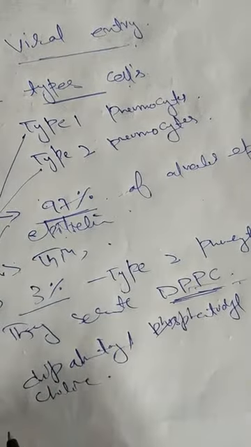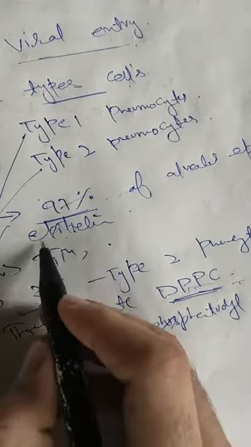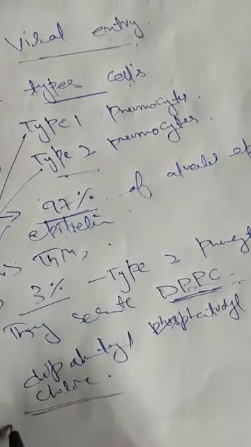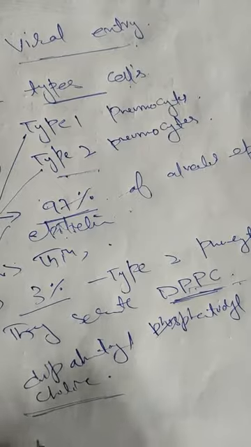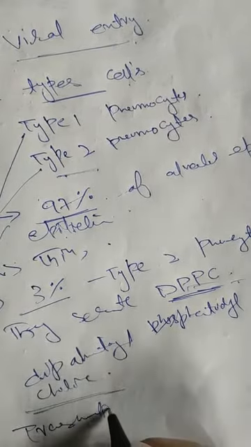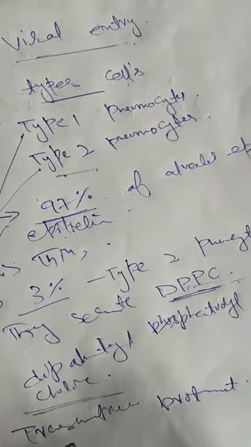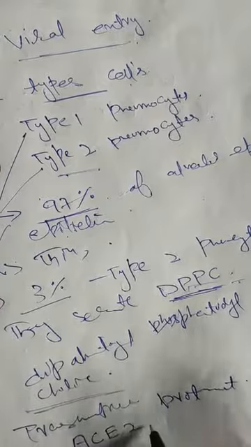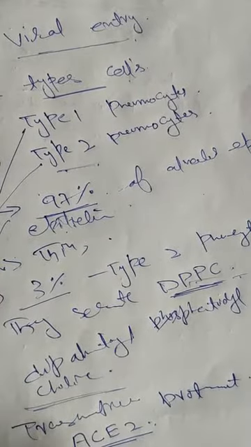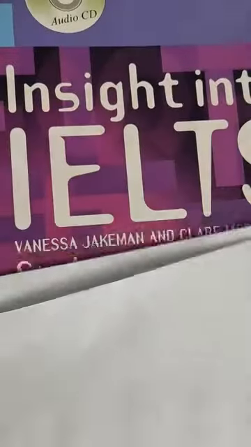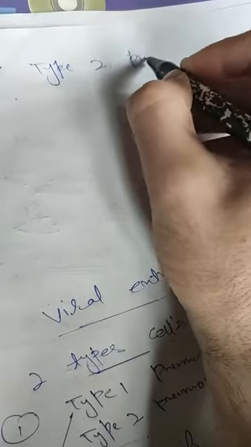Our concern here is only type 2, because on type 2 pneumocytes there is a transmembrane protein, which is known as ACE2. I will show you. So here it is, type 2. This is type 2 pneumocytes.